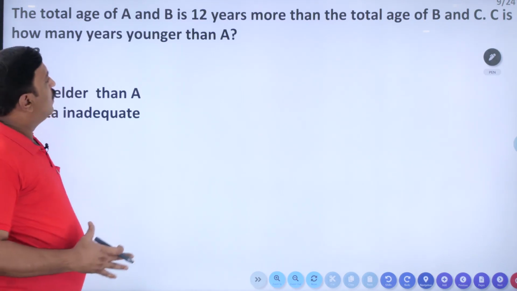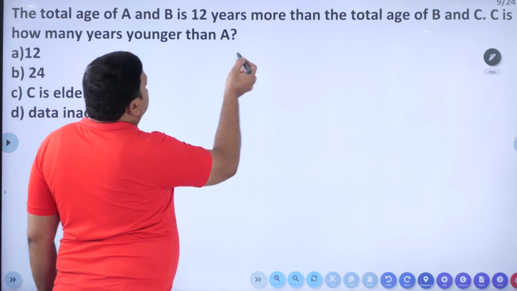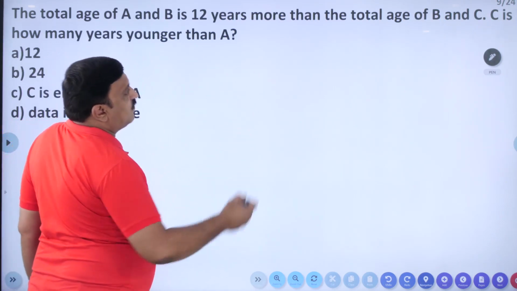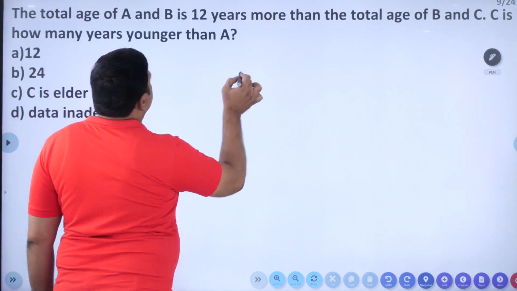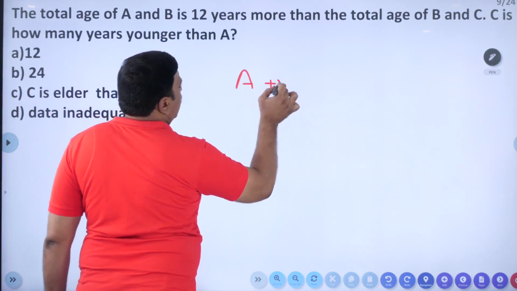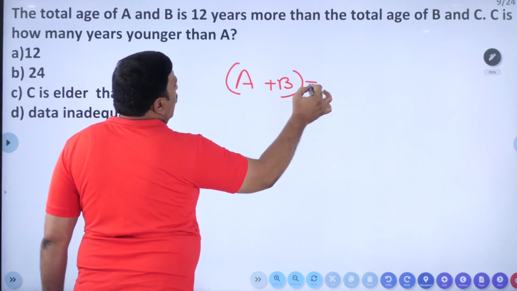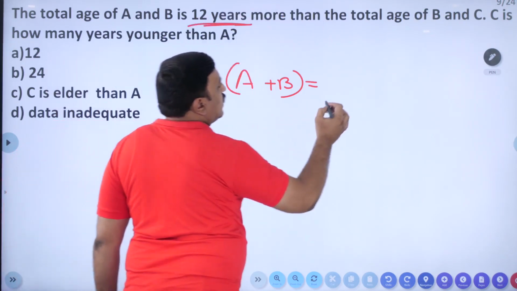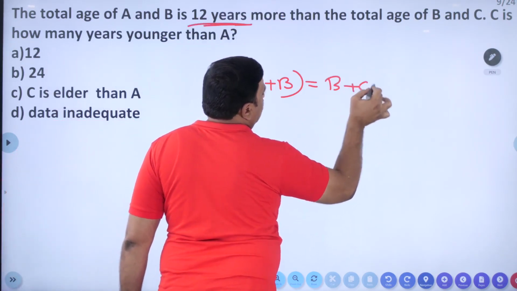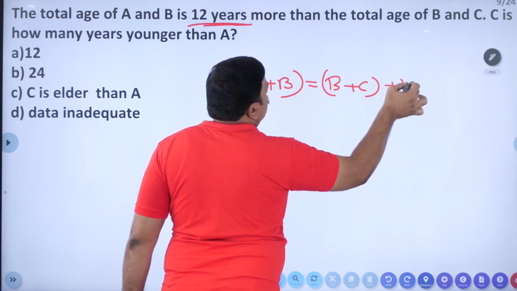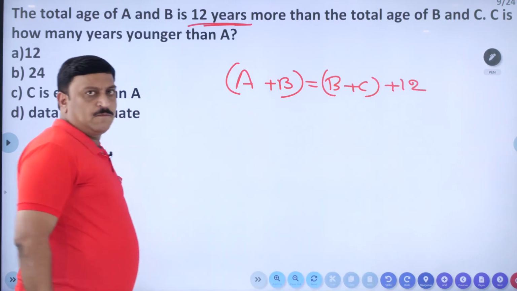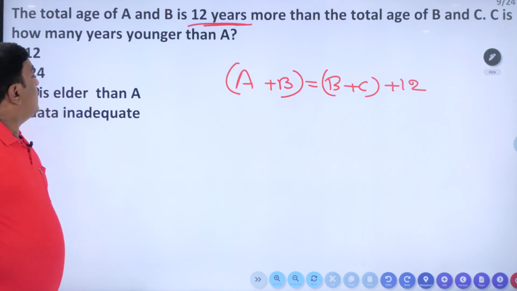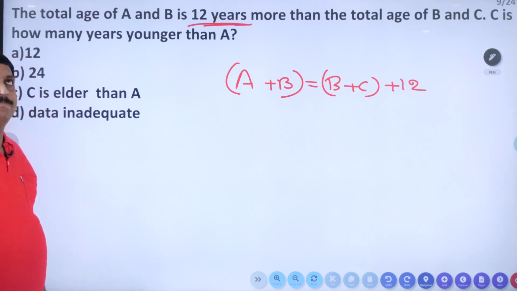Let us see. The total age of A and B is 12 years more than the total age of B and C. That means A plus B is how much more than the total age of B and C? 12 years more. So I can write B plus C plus 12 years. Okay. Right? That's it.